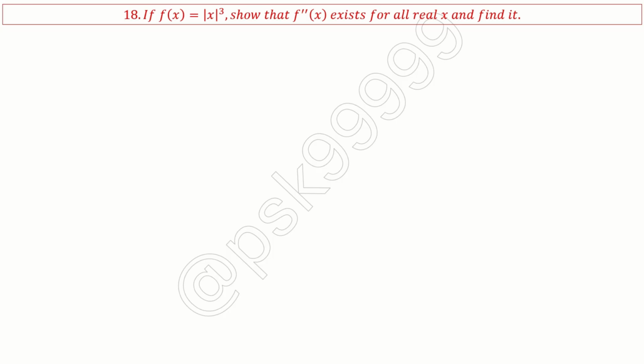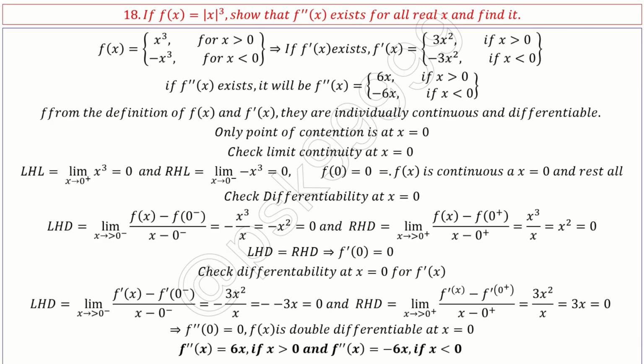Next, f of x equal to modulus x cube. Show that f double dash x exists for all real x and find it. What is it? Okay, so let's see. F of x is nothing but x cube if x is greater than 0. It is minus x cube if x is less than 0. Correct? This is the definition of modulus of x whole cube.